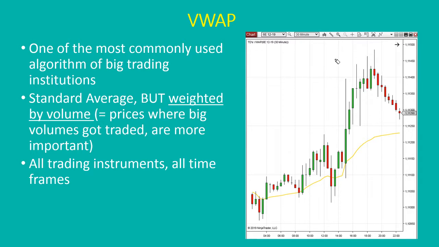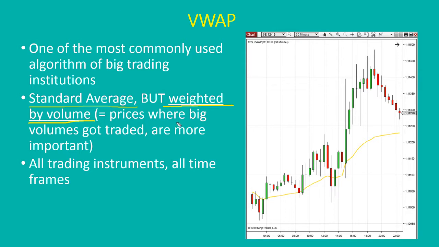So what VWAP is, you can imagine the standard average, the standard indicator, for example the EMA indicator, right? That's the standard average indicator. But this standard average is weighted by volumes. And this is the big and most important difference between the standard average, which I don't really use, and VWAP. Since VWAP is weighted by volumes, it gives me much more valuable information about the market.